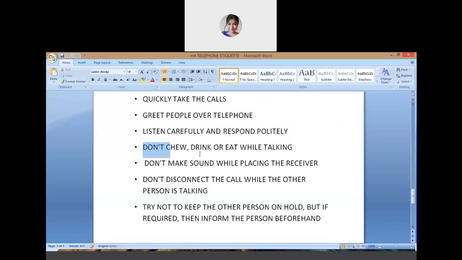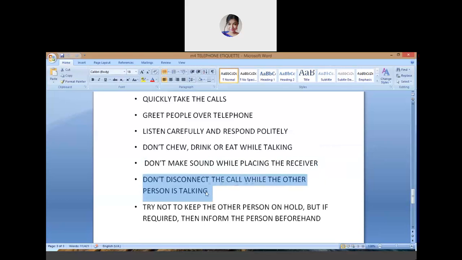Do not eat, chew, or drink while having a conversation over the phone, because it's a bad manner and the other person can make out if you eat something or drink something. Do not make sound while placing the receiver. When you use the landline phone, do not make sound while placing the receiver. Use the phone properly. Do not misuse it.